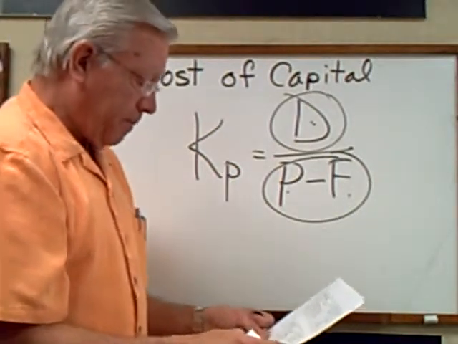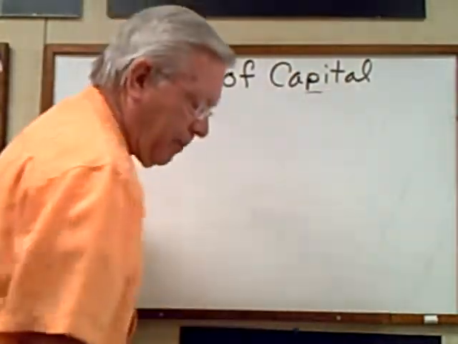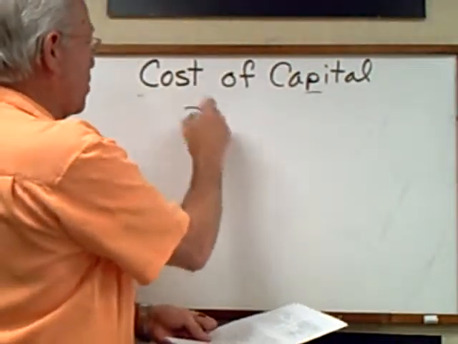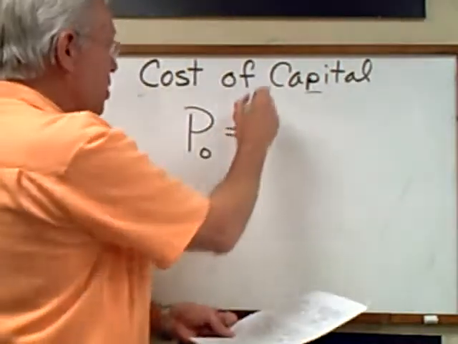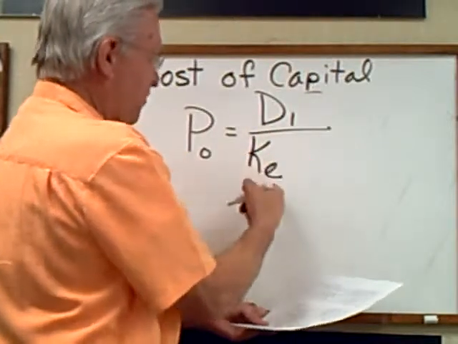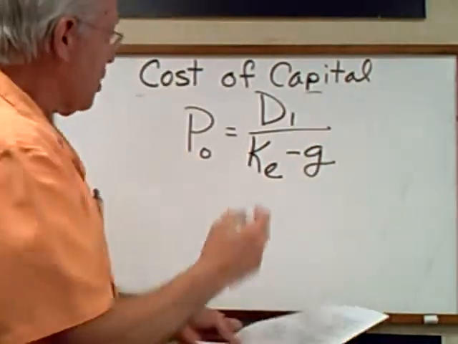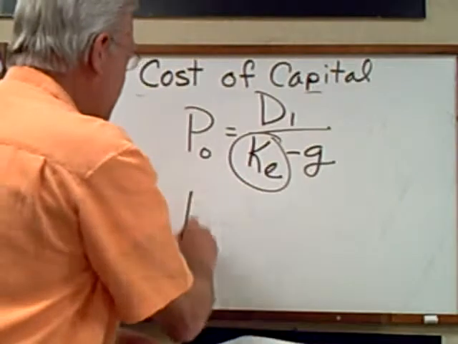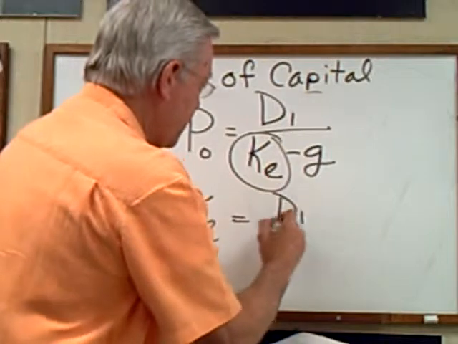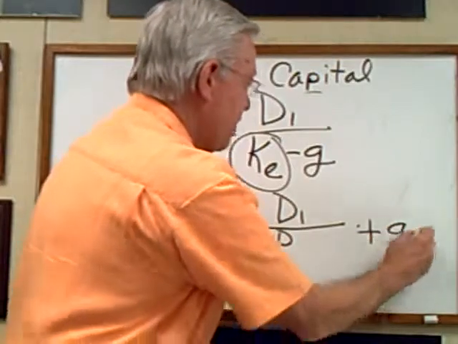Okay, let's look at common stock. Now, in chapter 10, we looked at this very nice little equation that the price of stock today is equal to the next dividend divided by the cost of that yield of that stock minus the growth rate. Well, here we go. We're just going to simply solve for that, and we get K sub E equals the dividend divided by the price plus the dividend growth rate.